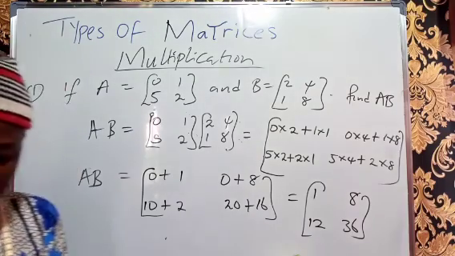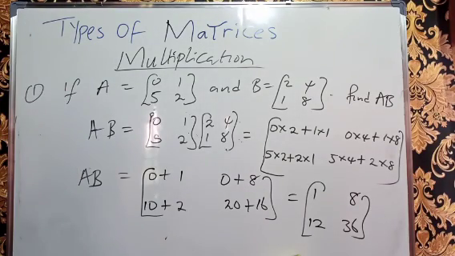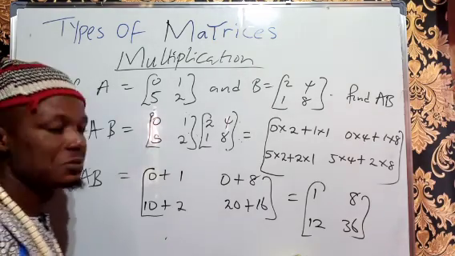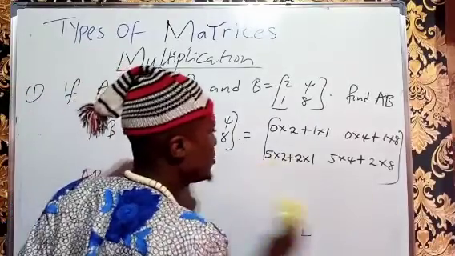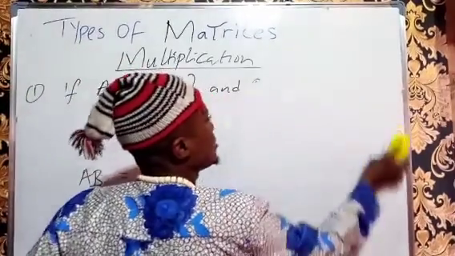So this is the multiplication of 2 by 2 matrix. You can still multiply 3 by 3 matrix. It's not difficult. It's still the same process. Okay, let's see how we can multiply 3 by 3 matrix together.